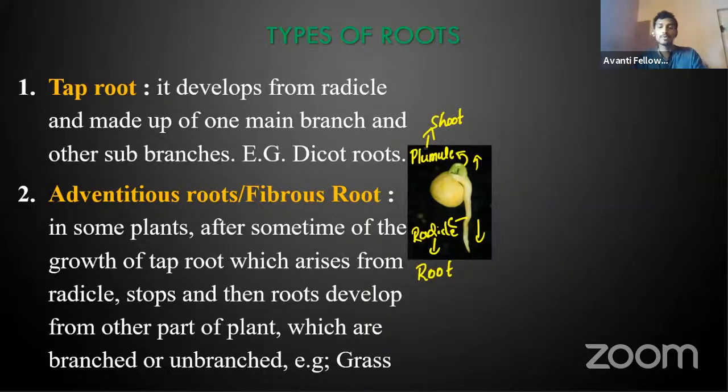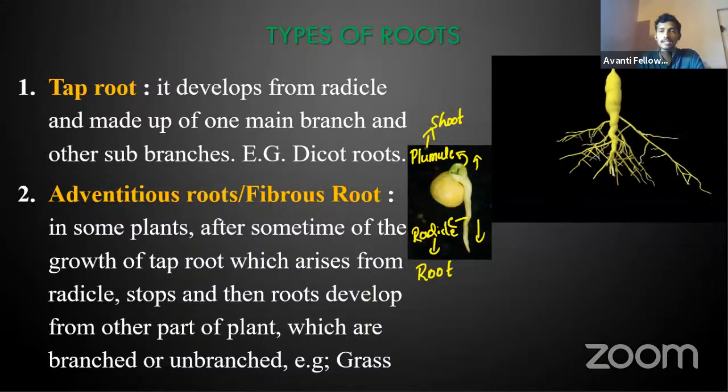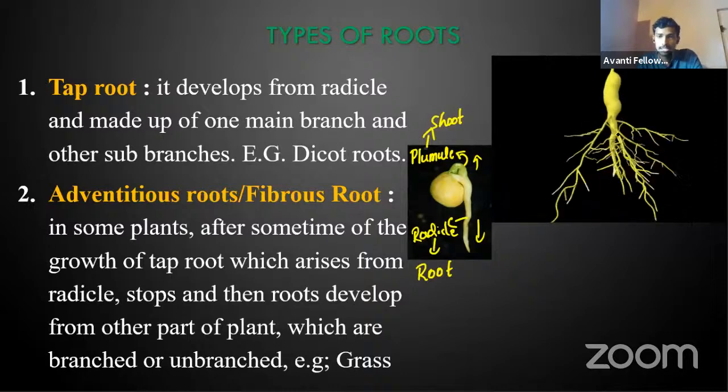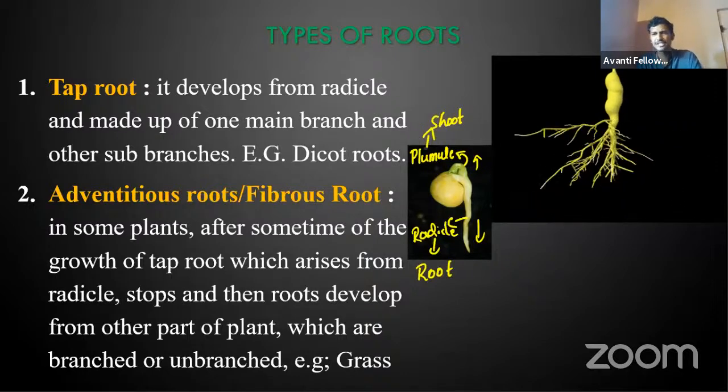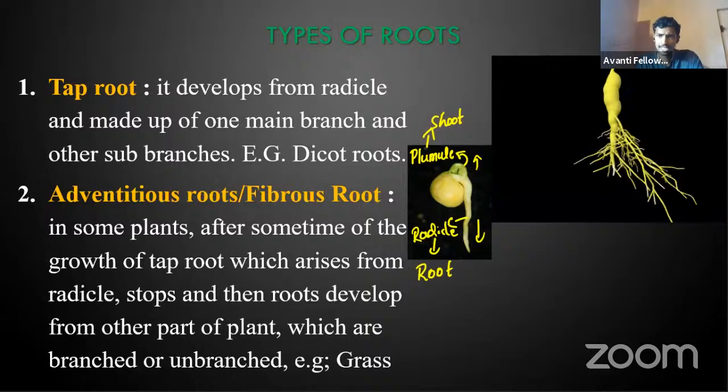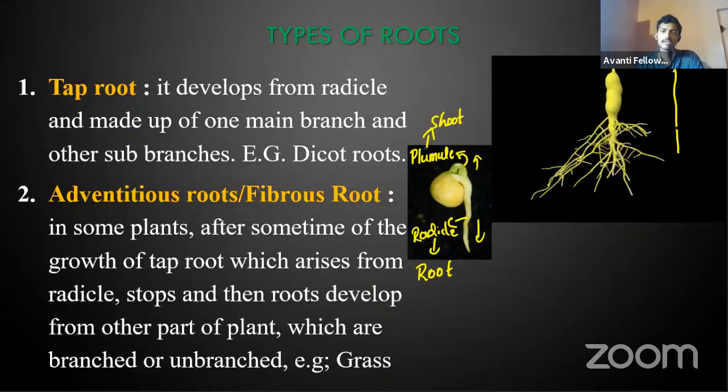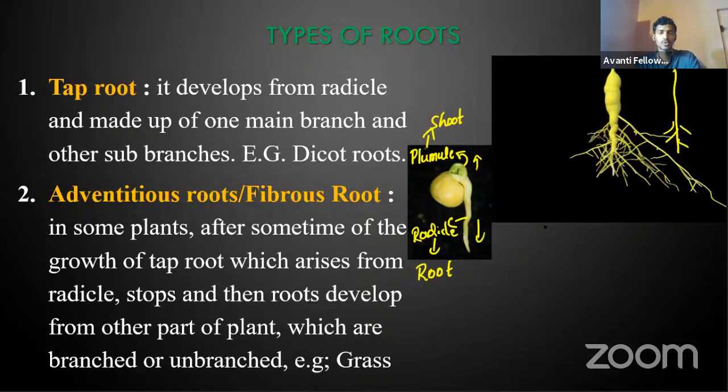So in taproot, the radical develops and forms the root. As you can see here, a root is there, and this particular root gives rise to all the secondary and tertiary roots. But this is the major root. It's something like this. From there, everything is branching out, no issue.